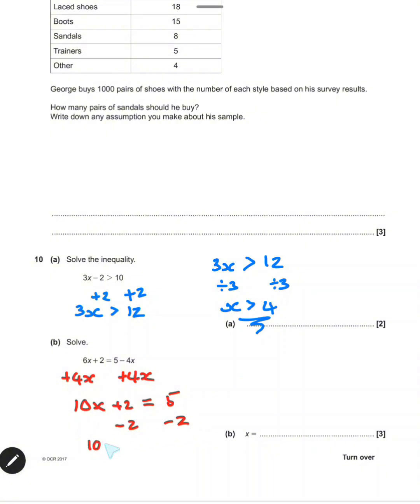And we've got 10x. That's gone. 5 take 2 is 3. And the final step would be to divide both sides by 10. X would be 3 divided by 10. You can leave your answer like that. That would be full marks. 3 divided by 10 is 0.3.